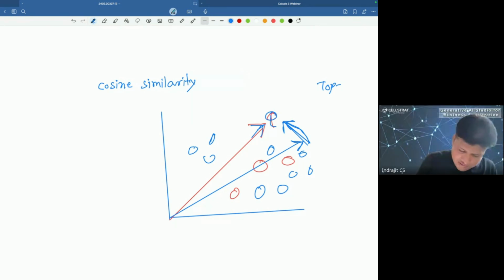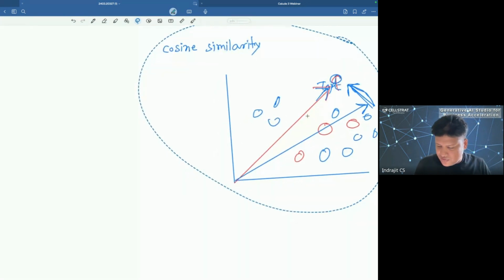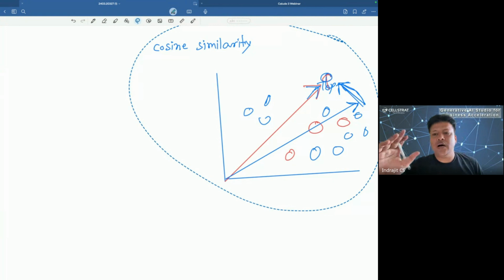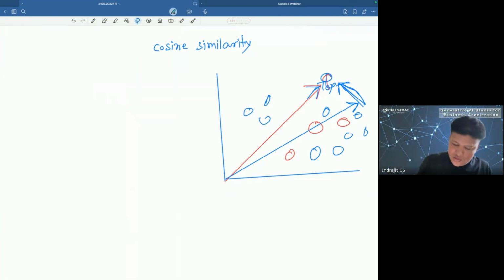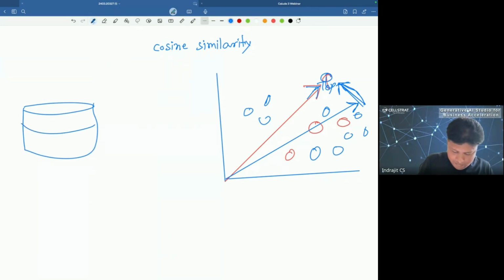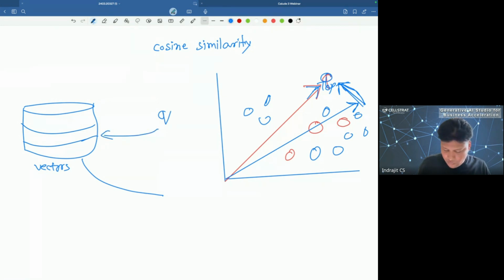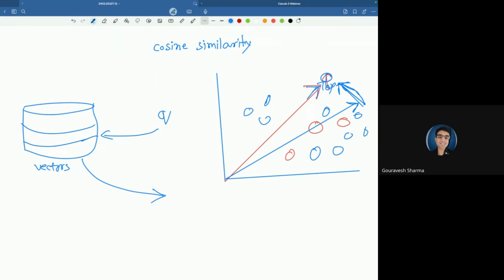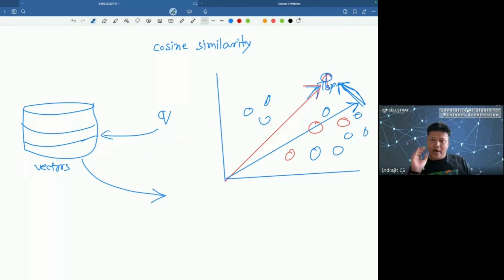Okay, so basically, if you understood the cosine similarity functionality, the goal is to match a similar vector, right? So now you have a vector store where you have stored a lot of vectors, right? Now you have a question. So if I have a matching query here, I'm going to get that, right?